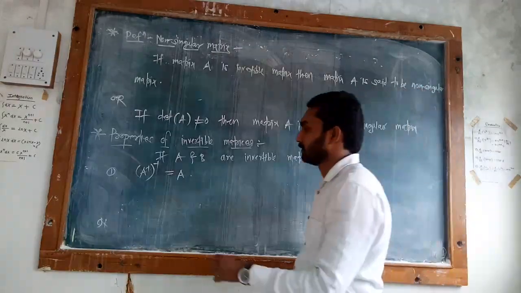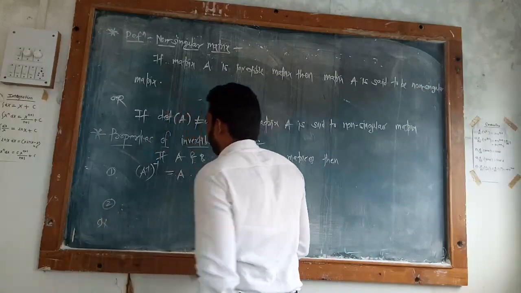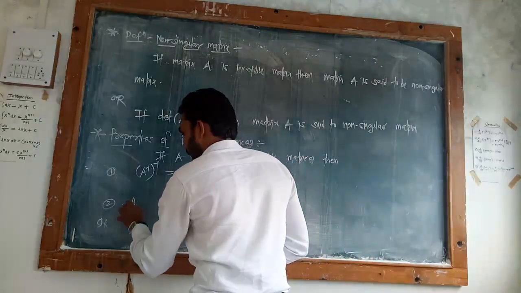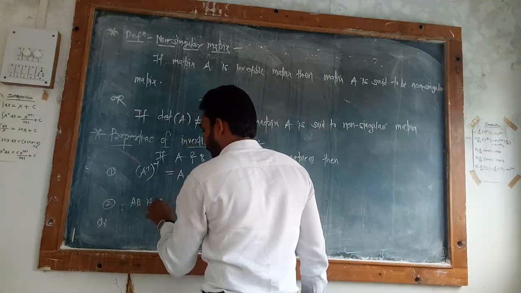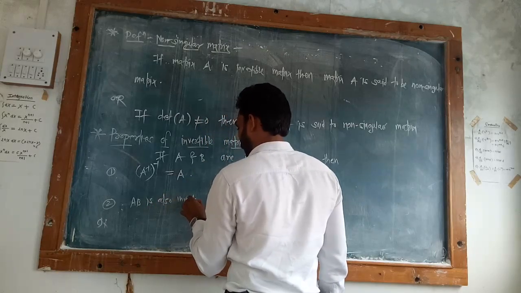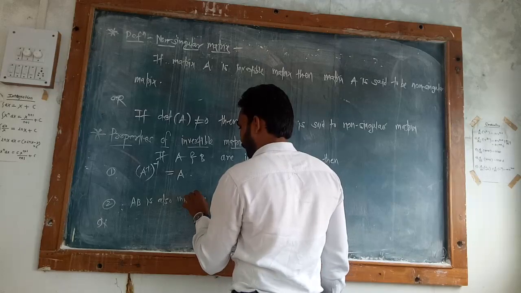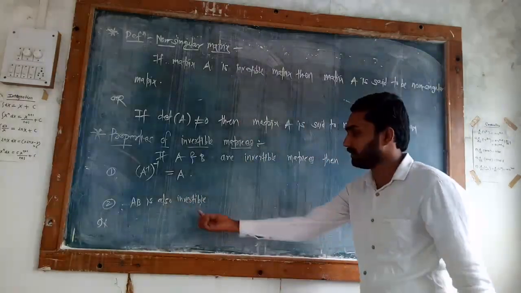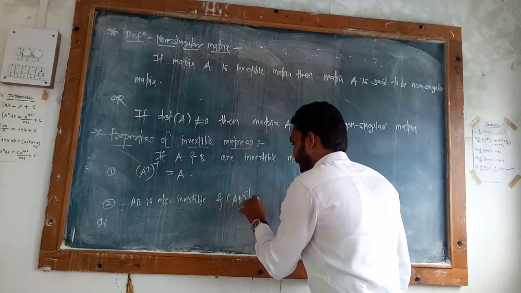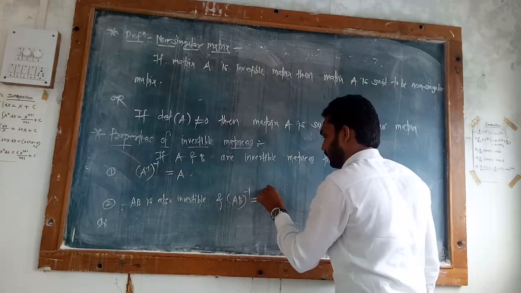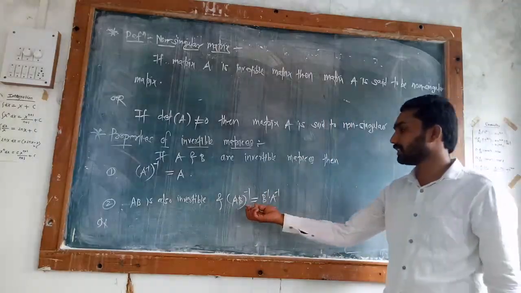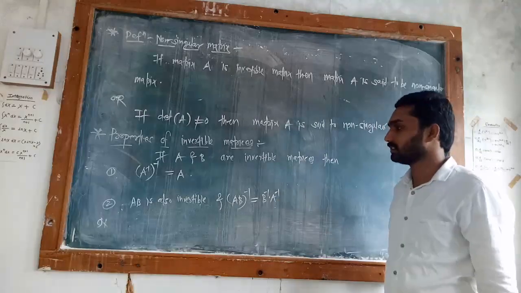Second property: if A and B are invertible matrices, then the product AB is also invertible, and the inverse of AB becomes B inverse into A inverse. Okay, (AB) inverse equals B inverse times A inverse.